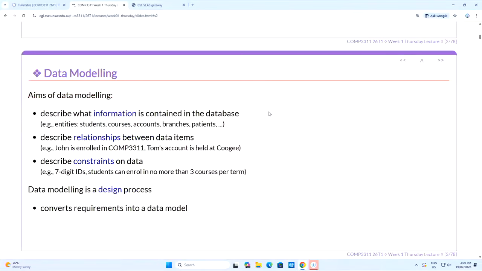In this week and next week, we'll be talking about data modeling. We need a way to describe what information is contained in the database, describe the relationships between the database items, and define the constraints on the data. When you move to week 2 and do the exercise, you'll see that constraints are super important, because as we mentioned in the last lecture, we need to make sure the database is a logically coherent representation of the truth. So how do we make sure it is logically coherent?